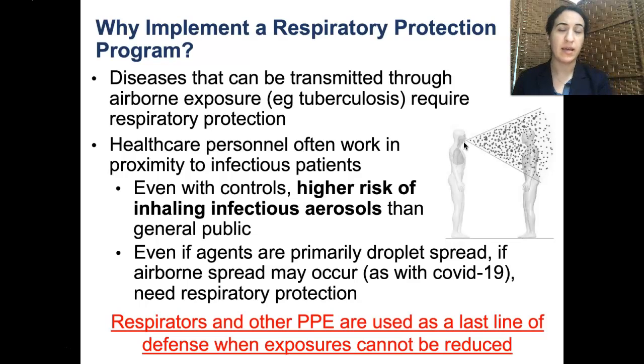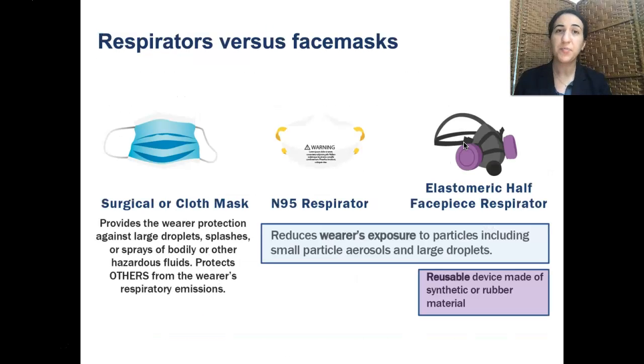Respirators and other PPE are used as a last line of defense when exposures can't be reduced by other controls. Face masks are designed to prevent the user's droplets from reaching others. Because face masks are not fitted, airborne particles can enter through the sides. Fitted facepiece respirators, like N95 and elastomeric respirators, provide a seal to the user's face to prevent the particles from being breathed in. Elastomeric respirators are also reusable. Not shown here, powered air purifying respirators can provide clean air to the user without a face seal.